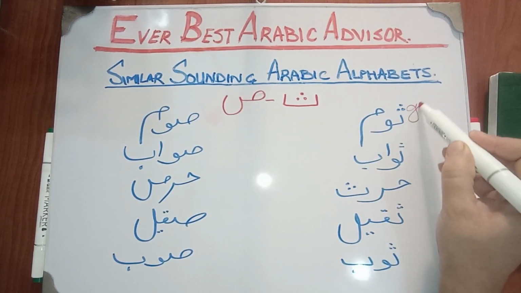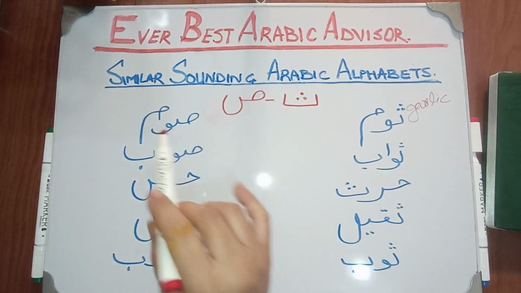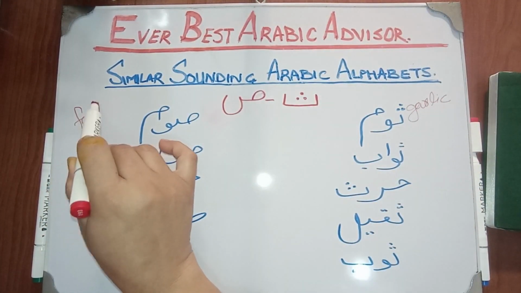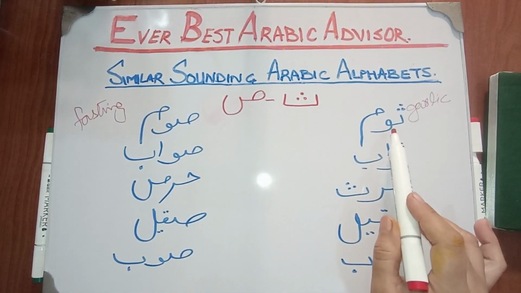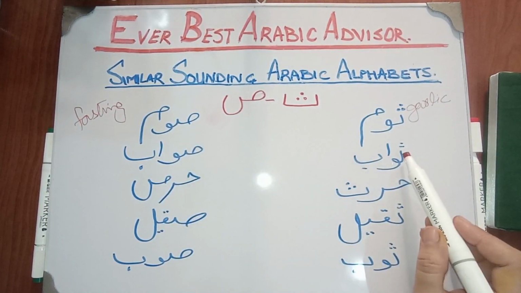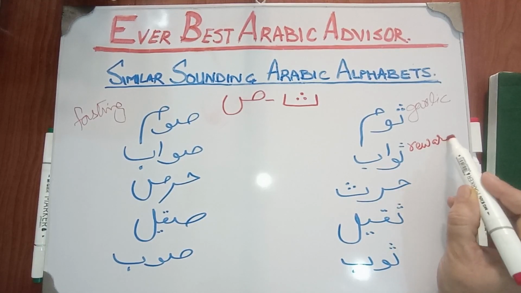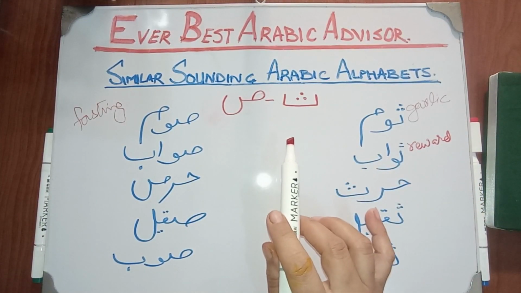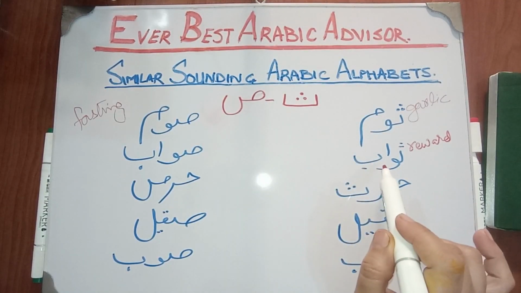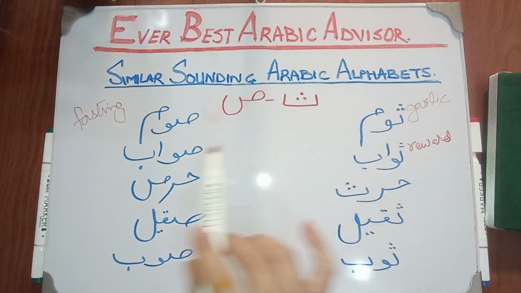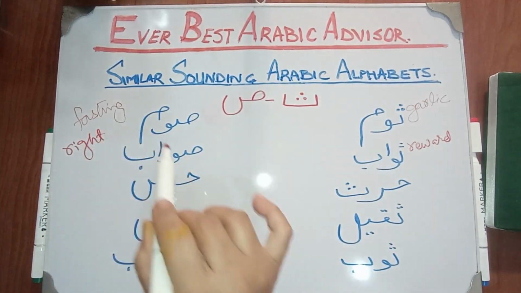Saum is garlic. Saum is fasting. Sawab: while pronouncing Sa, touch your upper two teeth with the tip of the tongue softly because it is one of the soft letters. Sawab, reward. Sawab is right.